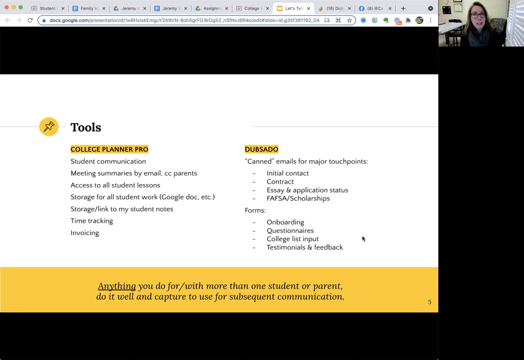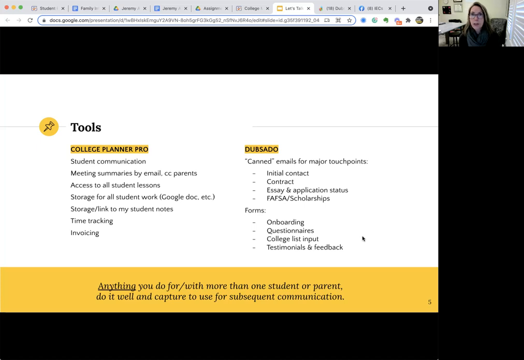I didn't figure all this out immediately. I started with one email and one form, and then I've just built it as I've communicated with parents and students as I go. One thing to know is Dubsado is a one-to-one communication tool. It is not a broadcast or newsletter tool for emails. You would need a different company for that. That's not what Dubsado does. It's really a client relationship management tool, and it's very much more one-to-one.